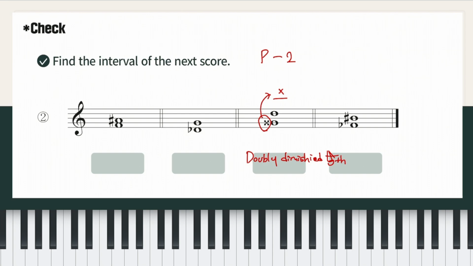Okay, I think you can do it by yourself. It seems a little bit complicated, but keep practicing and you will get used to it.